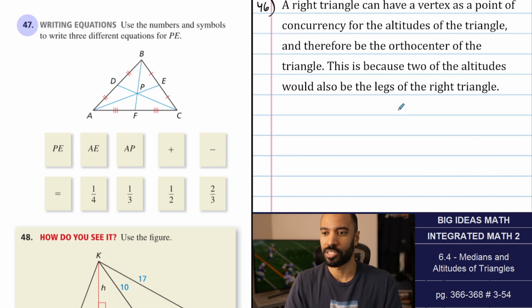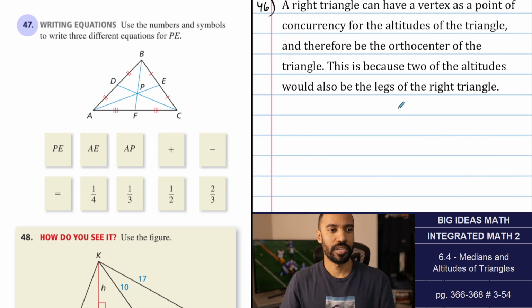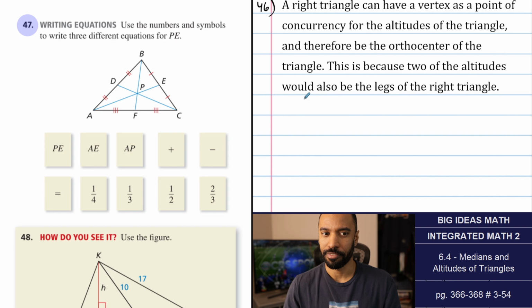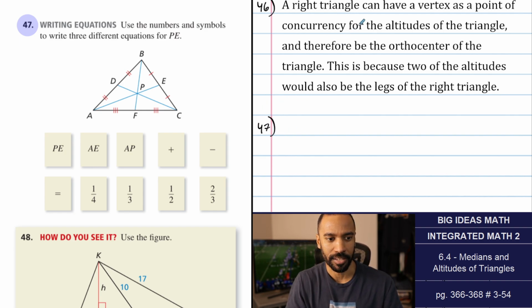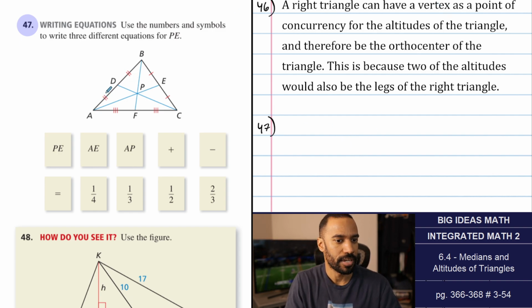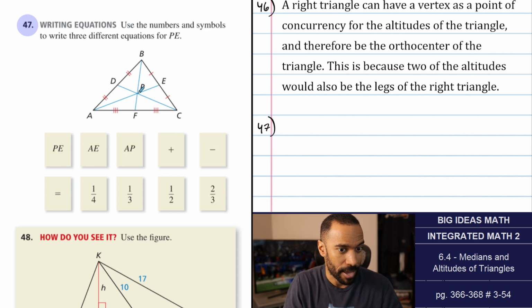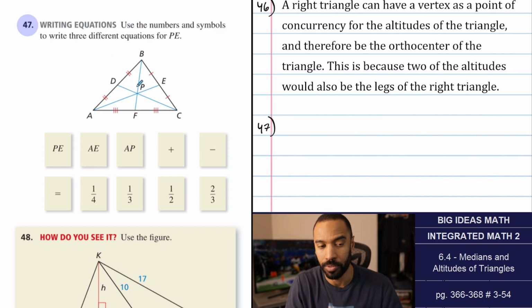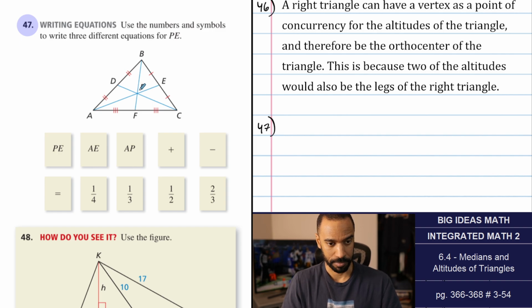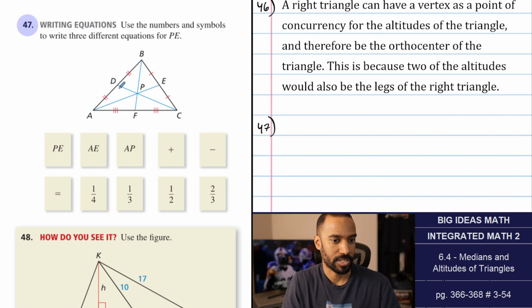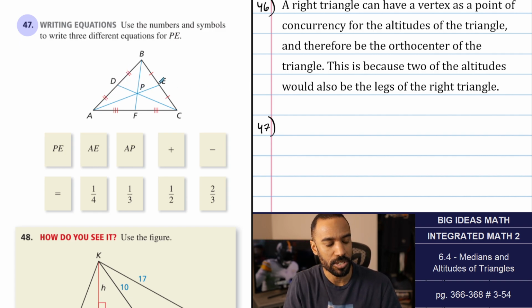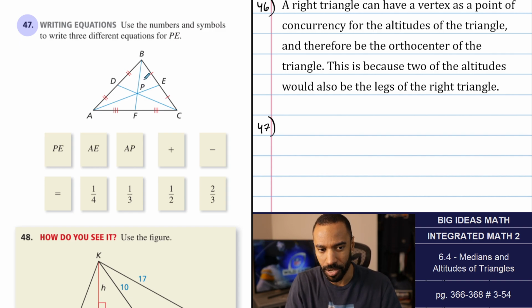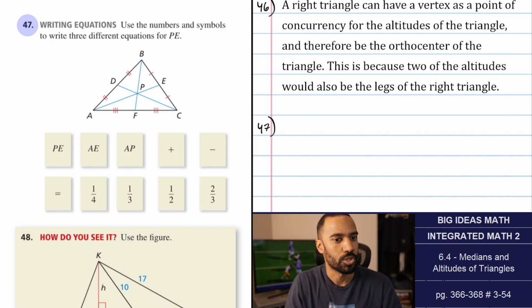All right, number 47. Use the numbers and symbols to write 3 different equations for PE. So this is interesting because I get to kind of mix and match. I guess I'll cross things out when I'm done. Now, what they show you here are congruent. They don't tell you anything about centroid or anything else, but we get to infer that. So P should be a centroid because these are bisected, so therefore these are medians here. So P is a centroid. That means we have 2/3 of the relation of all that stuff. So we can figure out which one is which that we want.